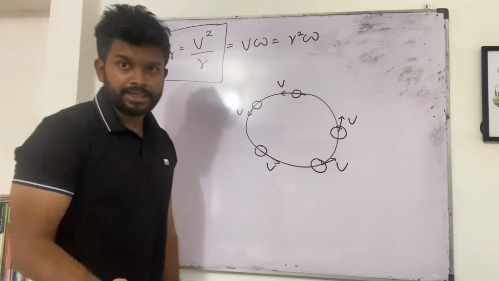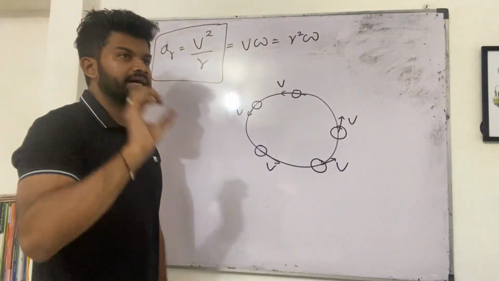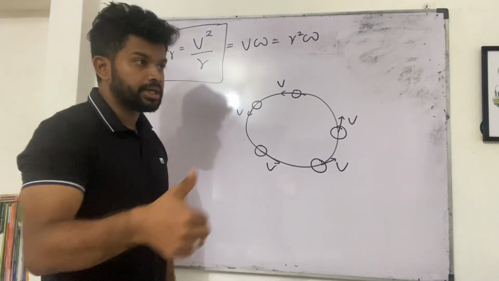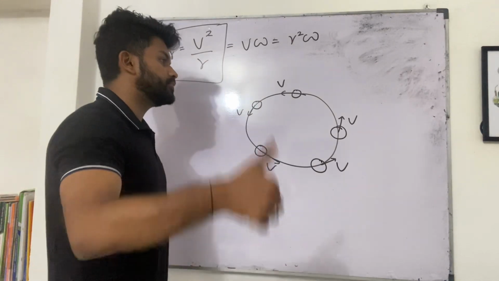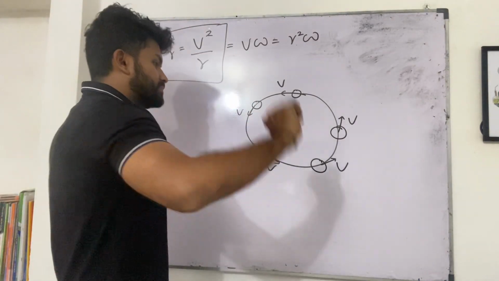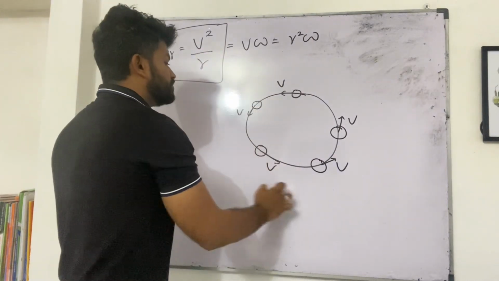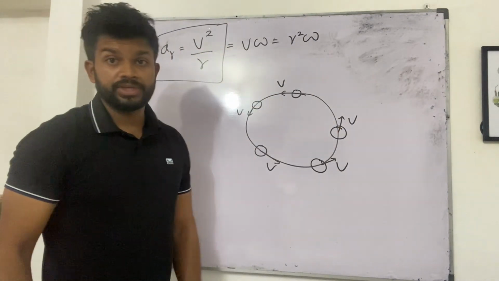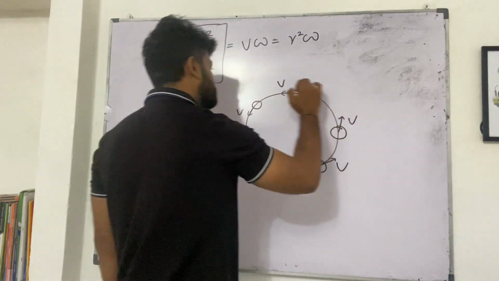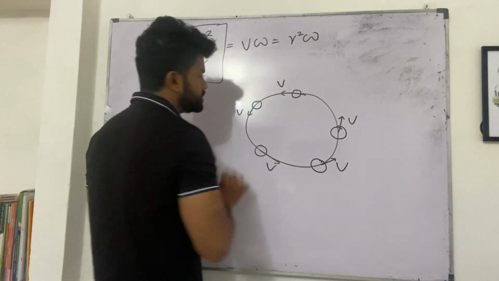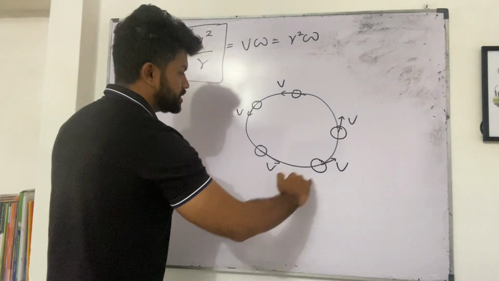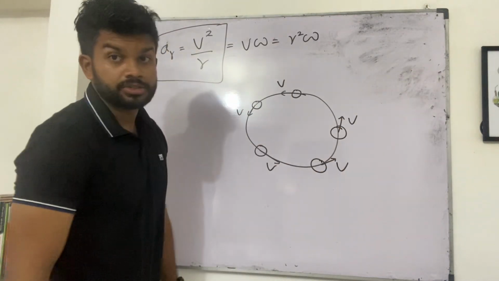As velocity is a vector, it has a direction and a magnitude, which means both the direction and the magnitude must be considered. Even though the magnitude of the velocity remains unchanged here, we can see that the direction changes at every instant. At every instant, the direction of the velocity changes. So what does it mean?